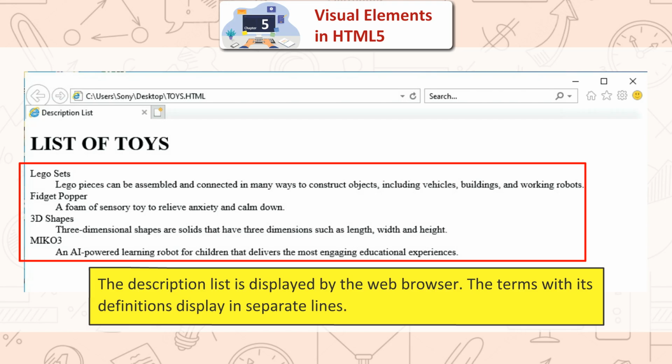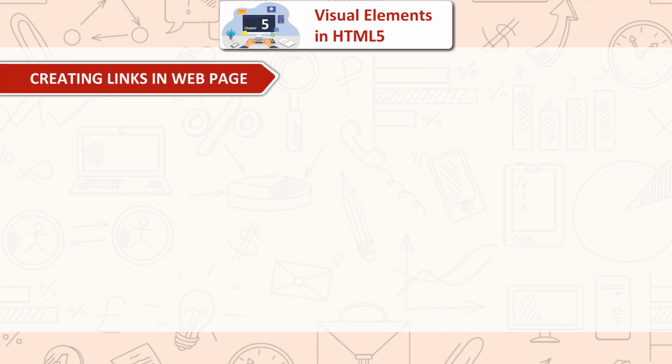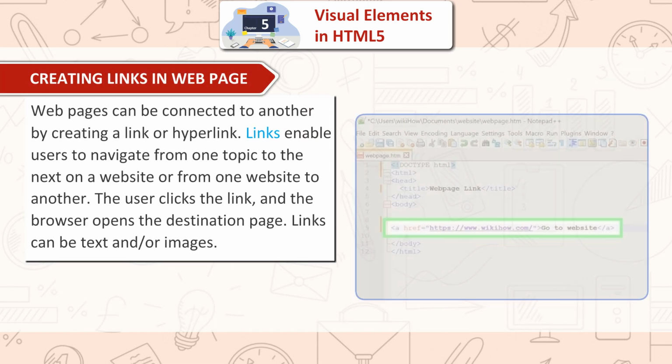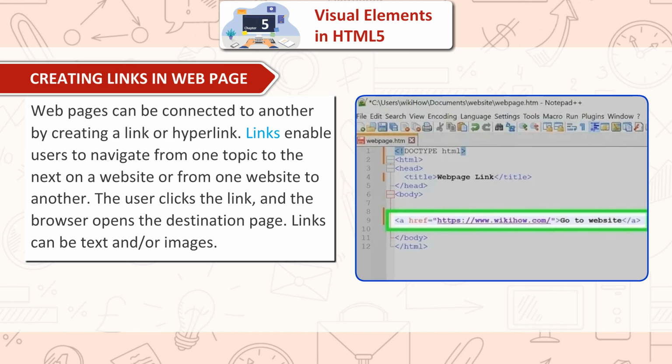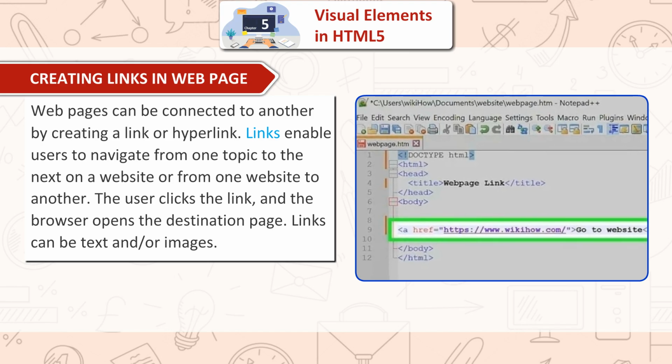The description list is displayed by the web browser. The terms with their definitions display in separate lines. Creating links in web page. Web pages can be connected to one another by creating a link or hyperlink.